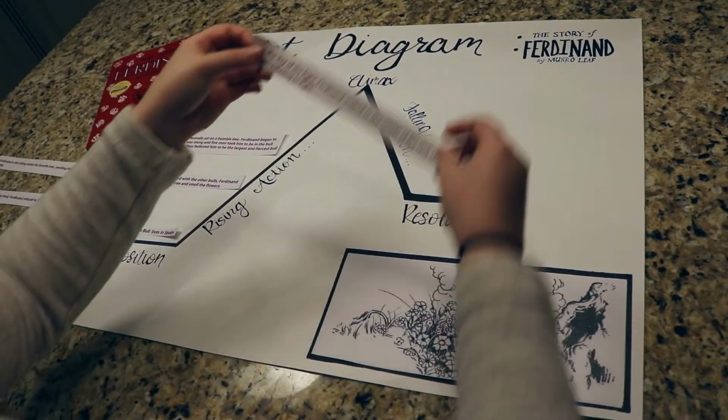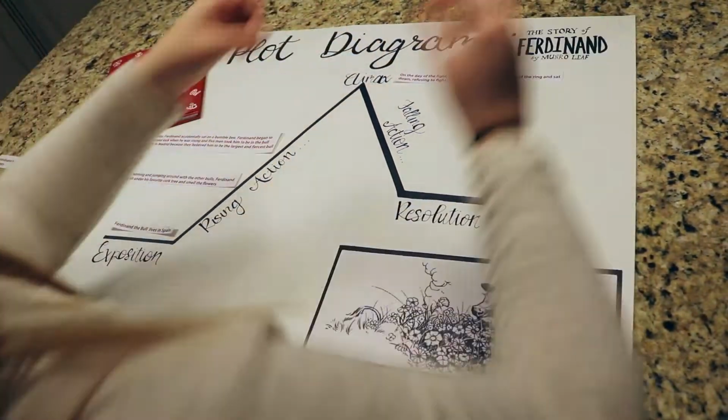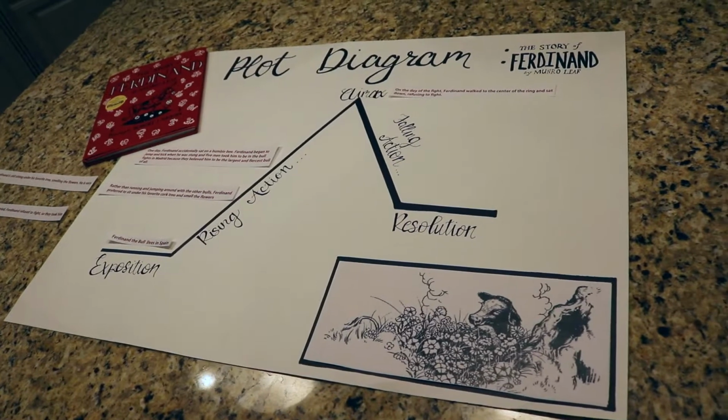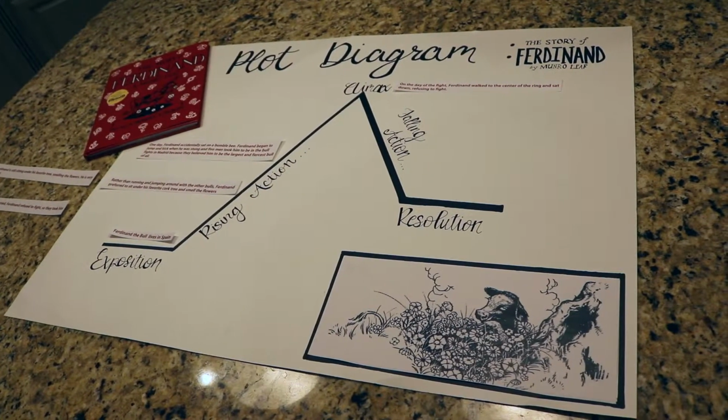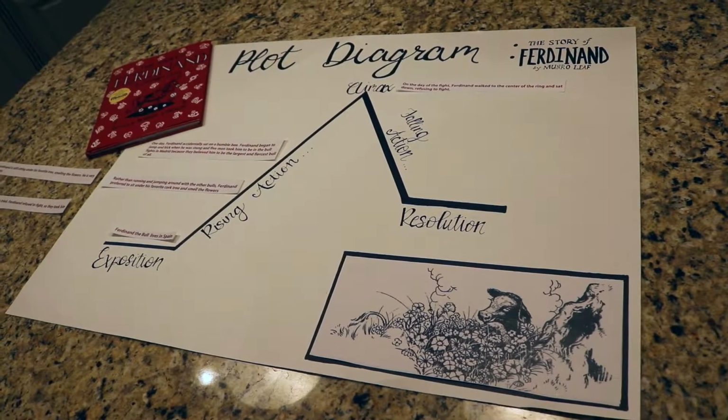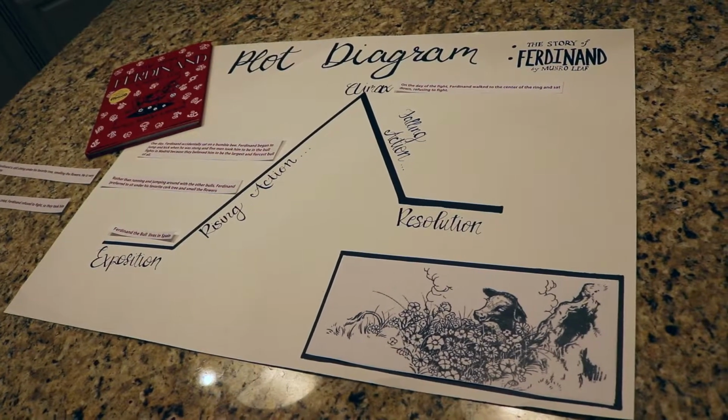The climax, or the most exciting part of the story, is when the bullfights actually occur. On the day of the fight, Ferdinand walked to the center of the ring and sat down, refusing to fight.